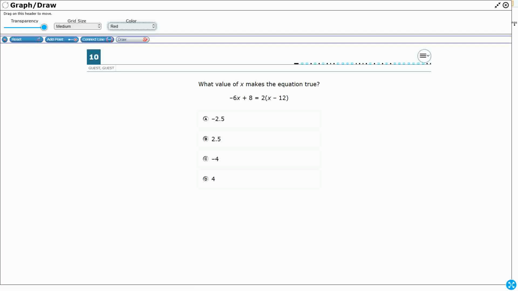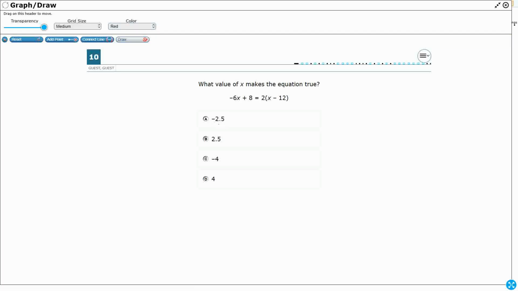All right, so we need to find the value of x that makes this equation true. If we wanted to, we could brute force this, meaning we could use substitution and just plug in negative 2.5, 2.5, and negative 4 and 4. But let's solve for x, and then we will do that just to verify.